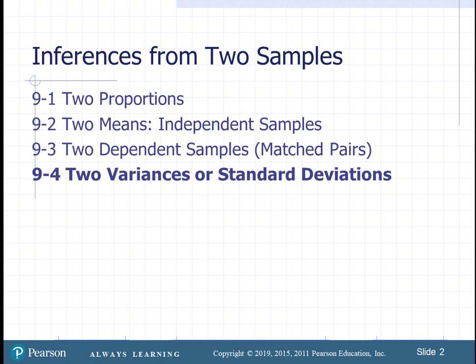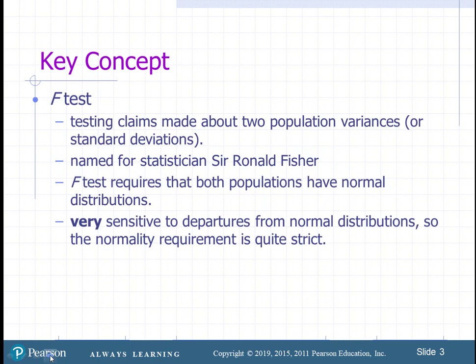So let's look at the last section in this unit, and just to remind you where we've been, we dealt with proportions, we've dealt with means, and now we're dealing with variances. And now we're going to look at how we look at two variances or standard deviations. So what we're going to do is look to see if the variances or standard deviations are the same. We're going to do an F test.